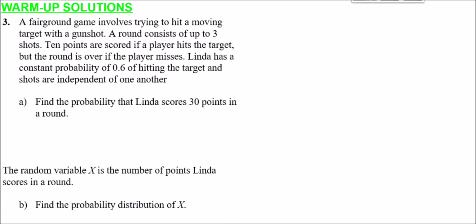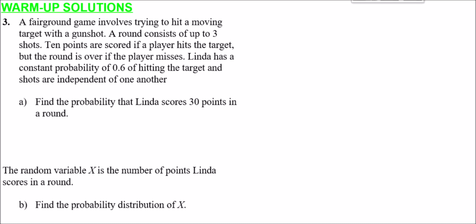Question 3, we have a fairground game involving trying to hit a moving target with a gunshot. So a round consists of up to 3 shots. It's not saying it's necessarily 3 shots, but it could be up to 3. So 0, 1, 2, or 3. 10 points are scored if a player hits the target, but the round is over when the player misses. So Linda has a constant probability of 0.6 of hitting the target, and shots are independent of one another. Essentially, this is going to be a binomial distribution idea.